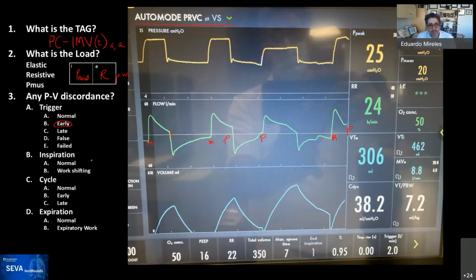During inspiration, there's work shifting just because there's activity of the PMOS. It's probably not clinically significant in this case. And in terms of cycle, I actually think that the cycle is pretty darn good in general, even though there's evidence of reverse. I would say that it looks normal. And then in expiration, there's some evidence of PMOS here and evidence of PMOS here. So I'll put expiratory work because that's the dominant feature here.